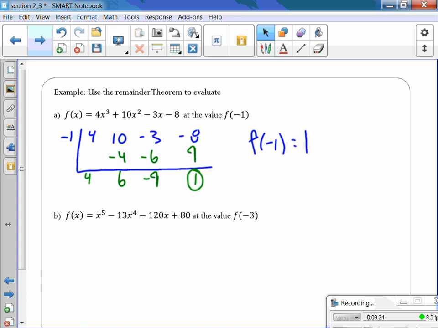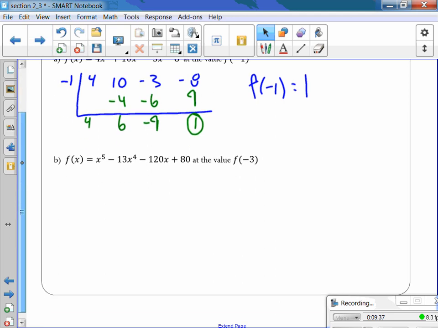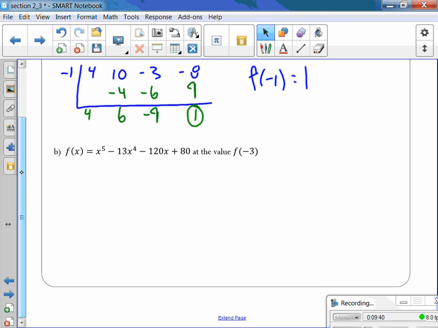However, if we look at this problem, f of x equals x to the 5th minus 13x to the 4th minus 120x plus 80. Evaluating that for a negative 3, especially taking that to the 5th, to the 4th, and multiplying with those large numbers. In this case, synthetic division works out a little bit better. So here, dividing, again, negative 3, and then my coefficients, 1, negative 13, and then we have some missing coefficients, some zero coefficients which we need for those missing terms, for the third and for the second. And then we have a negative 120x and a positive 80.